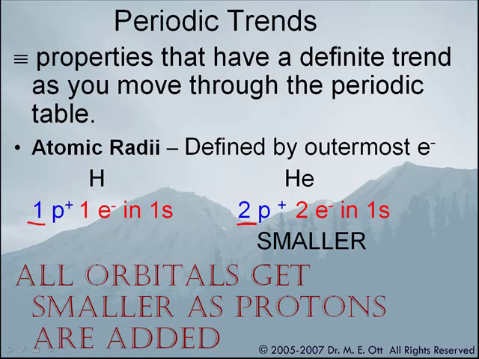As you add protons, every one of those orbitals gets smaller. Right? So the 2s orbital in helium is smaller than the 2s orbital in hydrogen, even though neither one of those atoms has an electron in a 2s. In helium it's smaller than in hydrogen, because as I add protons, the nucleus gets more attractive to the electrons, and so the electrons are pulled in by that attraction of the nucleus.